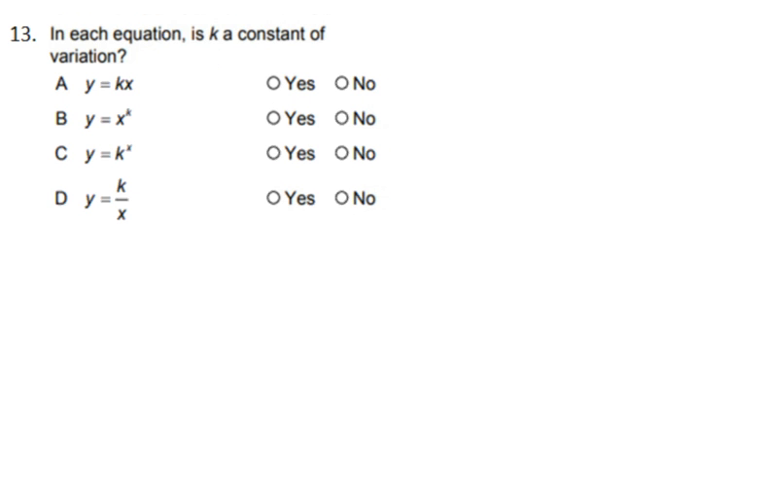Let's go on to 13. Each equation is K a constant variation. In the case of A, yes, direct variation. In the case of D, yes, inverse variation. These other situations, B and C, your K is in the place of a base or an exponent. So for B and C, no in both cases.